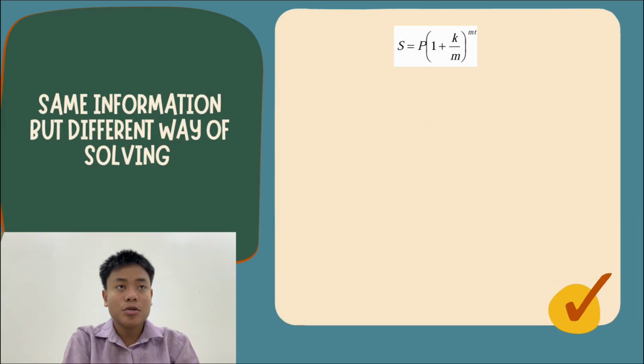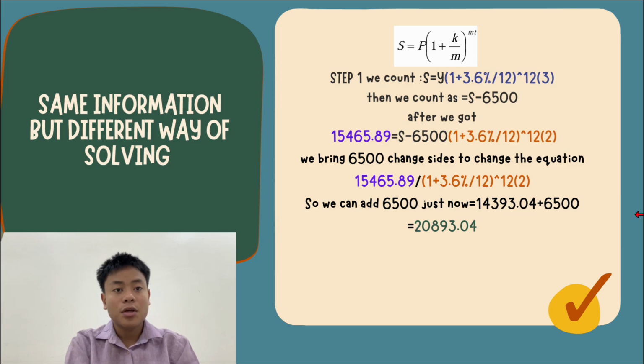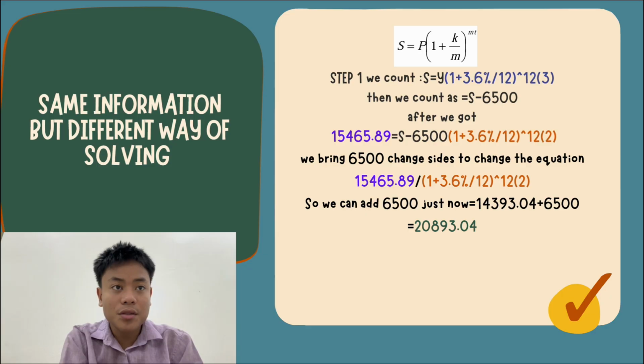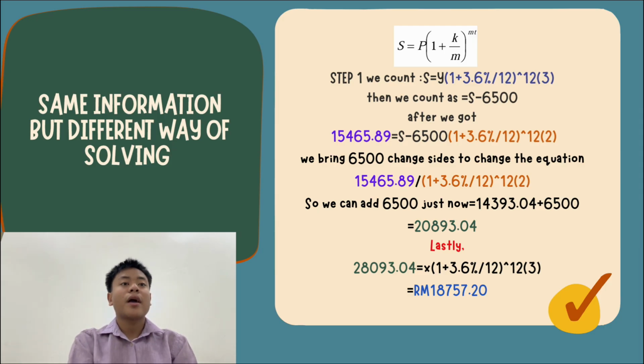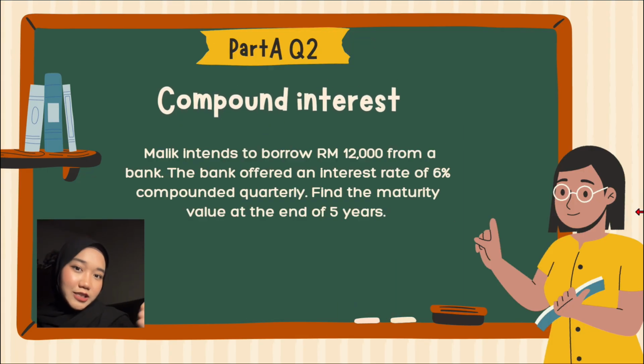Okay, step 1, we count S equal to Y, then we count S minus 6,500. After that we got RM15,465.89 equal to S minus 6,500 in our formula. And then we bring the 6,500 to the other side to change the equation. And then we can add 6,500 to the RM14,393.04, and then we can get RM20,893.04. Lastly, we put the RM20,893.04 into our formula, so we can get RM18,757.20. Thank you. Let's hop on to the next question.